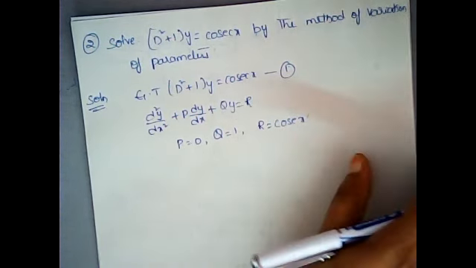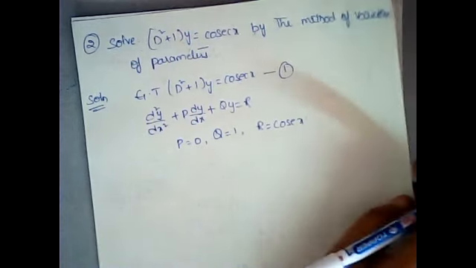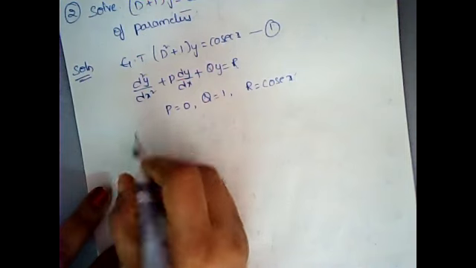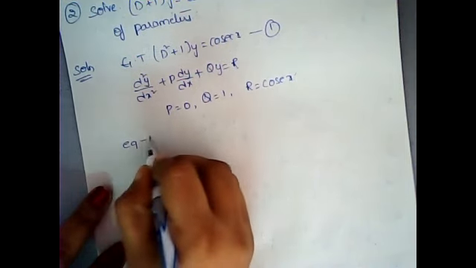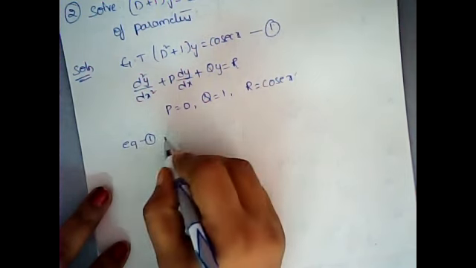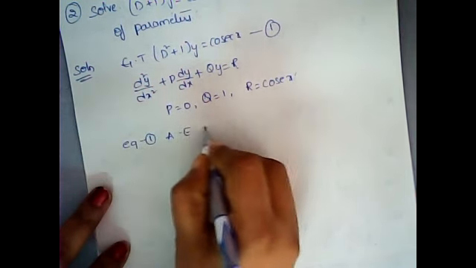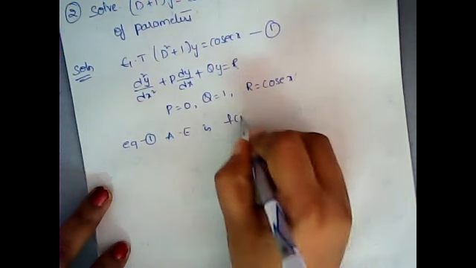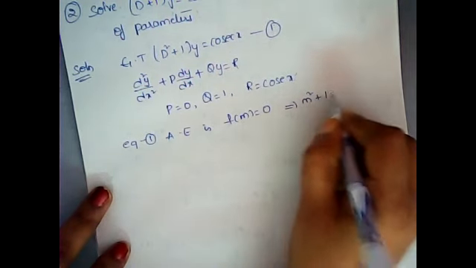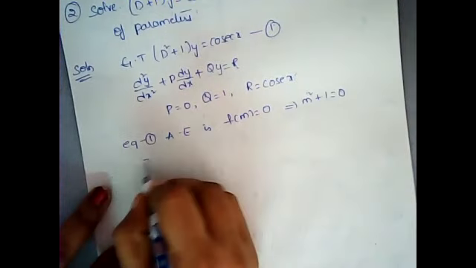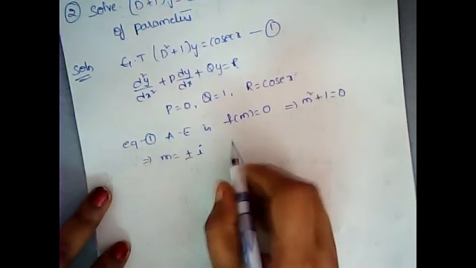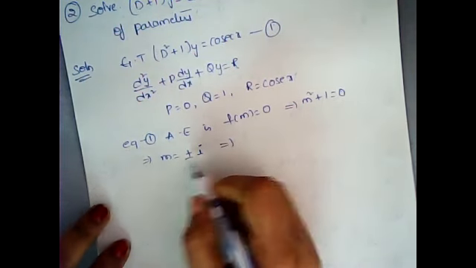Now let us find out yc first of all. So in order to find out the yc, what we need to do here, we need to take the auxiliary equation of equation 1. Equation 1 auxiliary equation is, what is it? F of m is equal to 0, which implies m square plus 1 is equal to 0. So m is equal to plus or minus i here. So we got the m roots as plus or minus i.